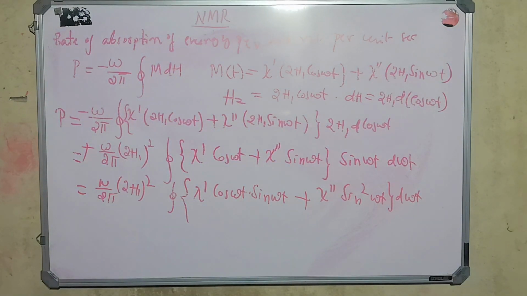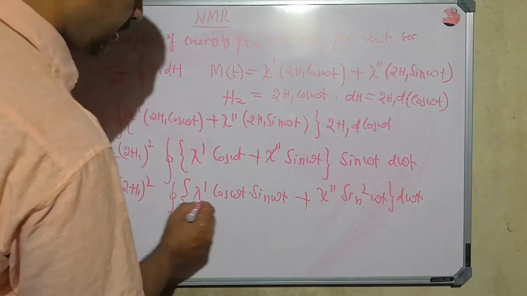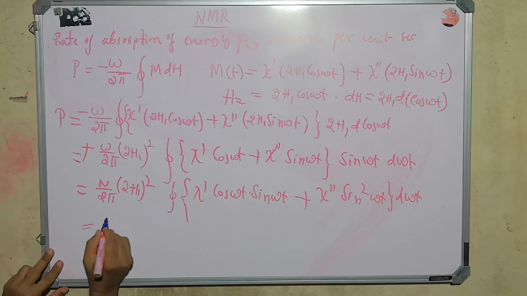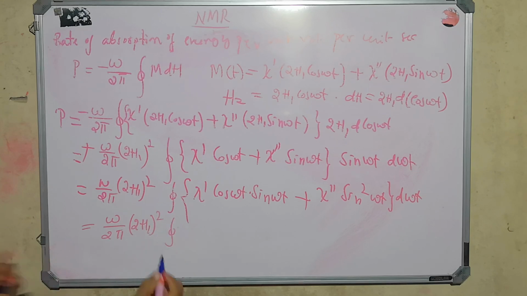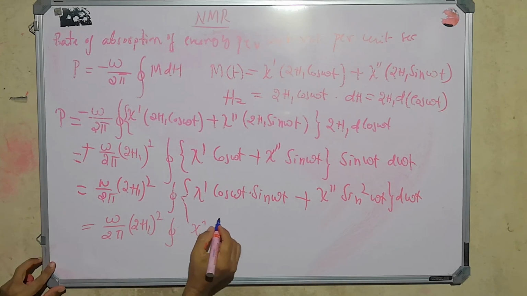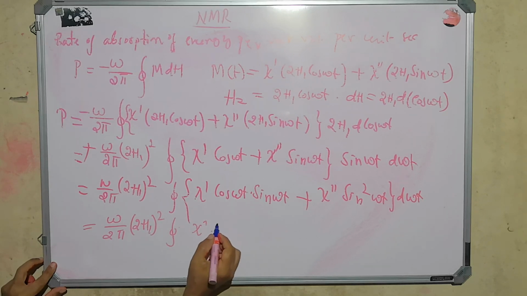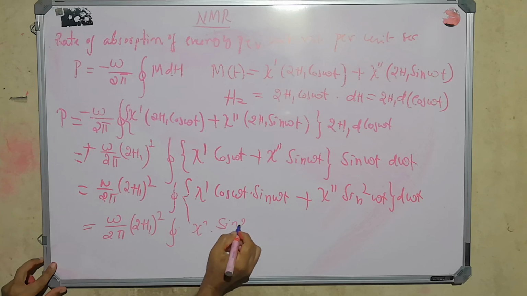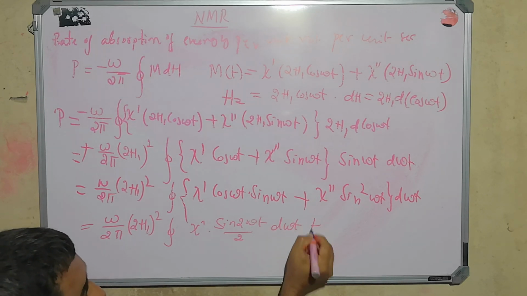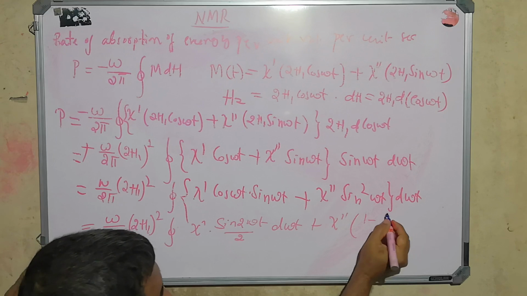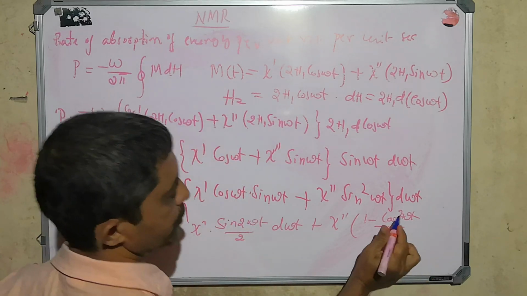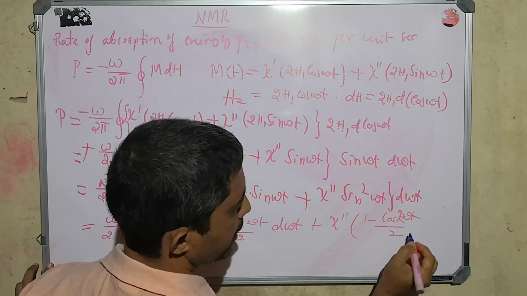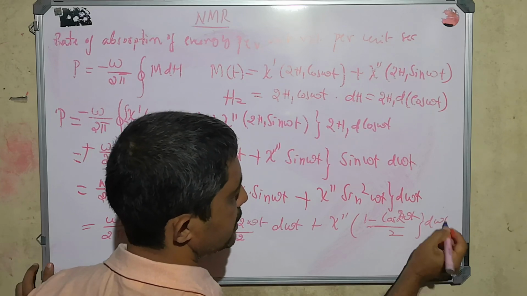Now you have to integrate this. Then here this is equal to omega by 2 pi, 2h1 whole square integral chi dash into, this is cos omega t sin omega t, which is nothing but sin 2 omega t divided by 2 into d omega t plus chi double dash into 1 minus cos square omega t divided by 2, that is 1 minus cos 2 omega t by 2 into d omega t.